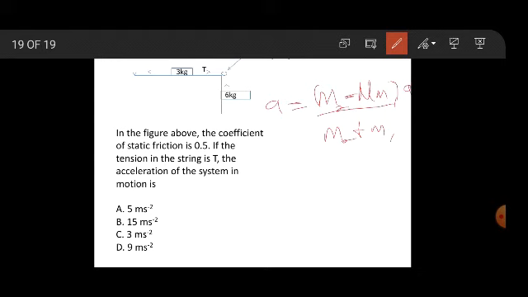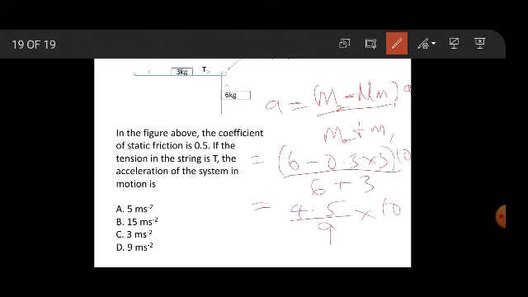So let's apply that. Your M2 is 6, minus mu M1, that means 0.5 times 3, then g, as we know, the gravity is 10, all over M2 plus M1, that means 6 plus 3. So that will be 6 minus 1.5, that will be 4.5, all over 9, times 10. Okay, the answer is 5. So 5 meters per second squared is the answer to this question.